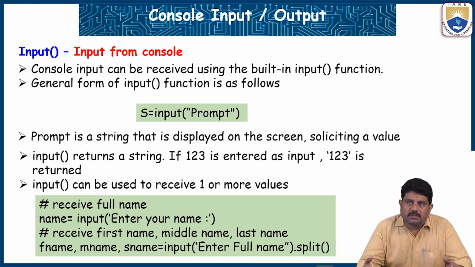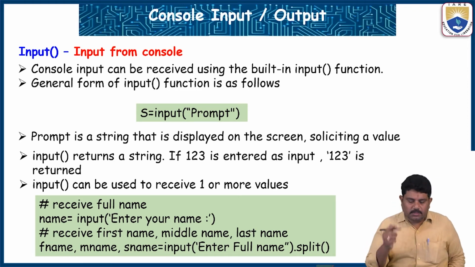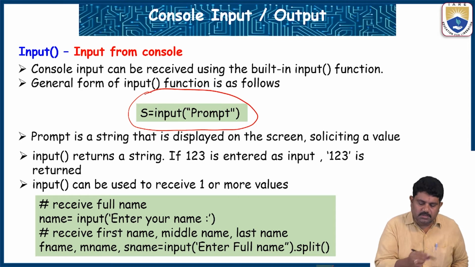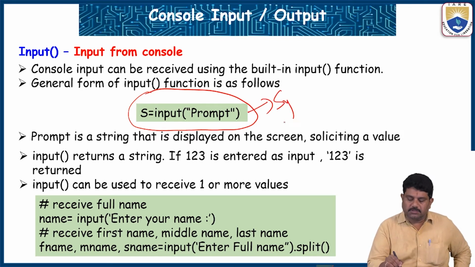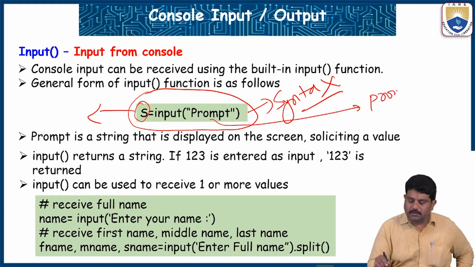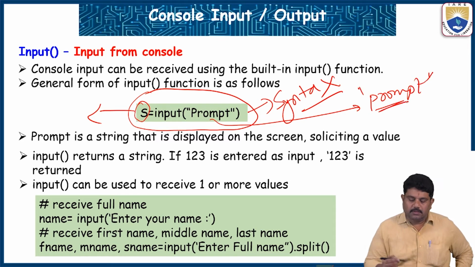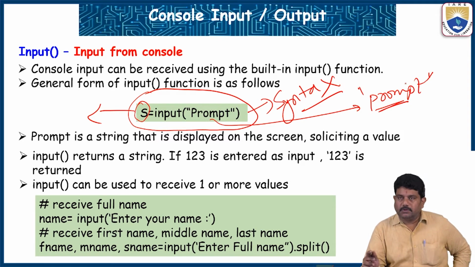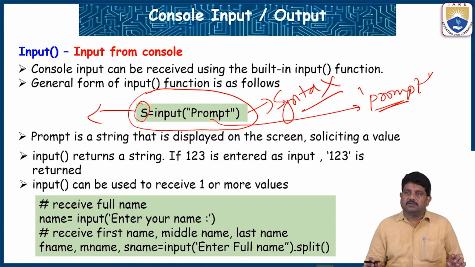So input is the function here for input purposes. This is how we can use the input function. This is the syntax of the input function. What is there in the syntax? In the parentheses, prompt is there. You need to understand these things properly. Prompt is a message or a string or a sentence which is used to print some message on the console for user friendliness.